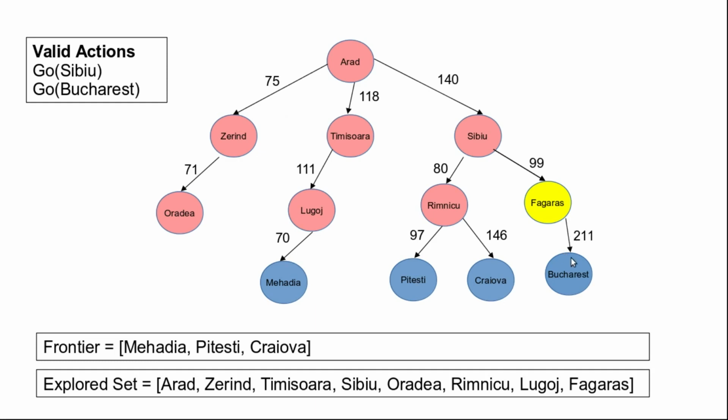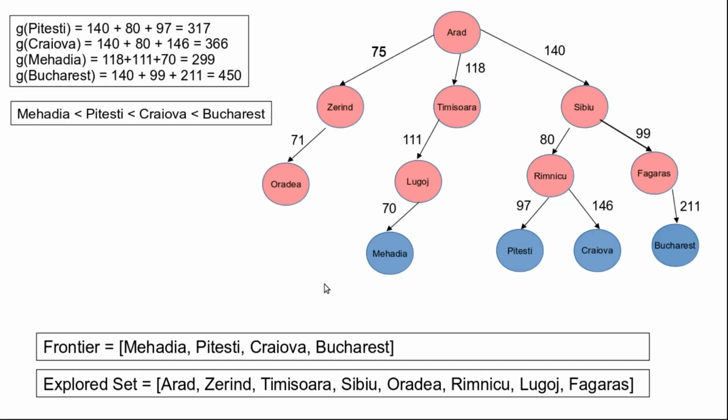So we have added a new node for Bucharest, and now we have to calculate the g values. The g value for Bucharest is 140 plus 99 plus 211, which is 450.